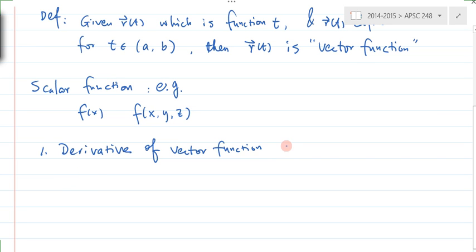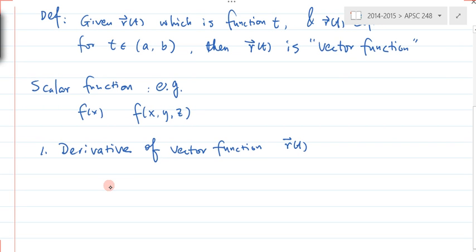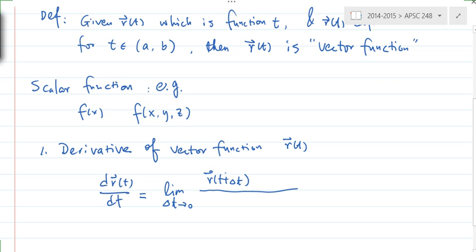Let's use the same notation as above. Then the derivative of this vector function is defined as a limit, taking a very small delta t going to 0, with a small increment: r of t plus delta t, minus r of t, over delta t. That's the definition here.